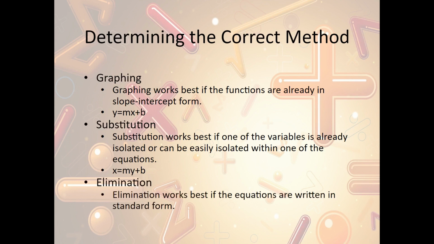Elimination usually works best if the equations are written in standard form, meaning the x and y's are on the same side. And that looks something like this: mx plus ny is equal to b. So this is how we can determine which method is the best version of what we need to do.